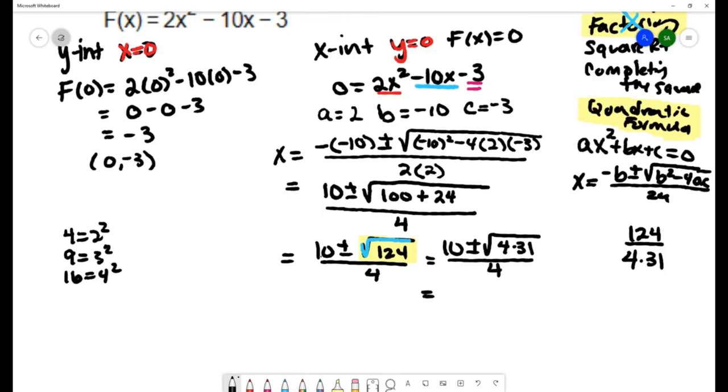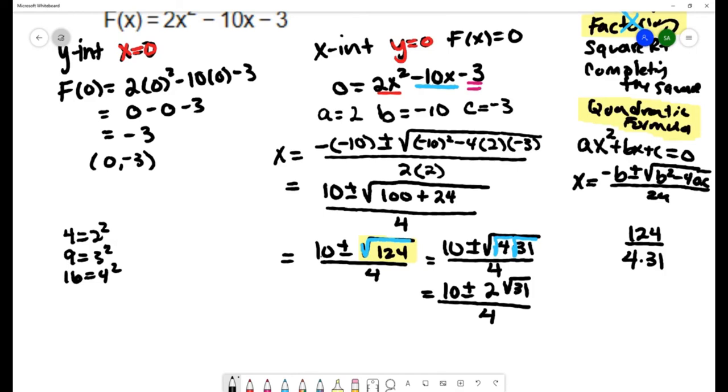Now we can apply the square root to these individual factors, and we get 10 plus or minus square root of 4 is 2, and 31, because it's prime and it's not a perfect square, we're going to have to leave that radical on there. So we get 2 square root of 31.